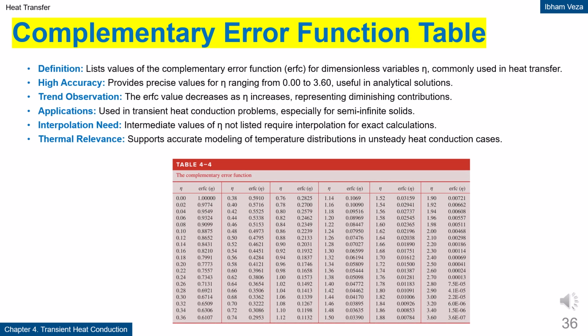Complementary error function table. This table provides numerical values of the complementary error function for various values of the dimensionless variable. These values are very important for practical calculations without performing manual integration. When the required value is not listed, interpolation can be used. The table shows that the function value decreases as the variable increases. With this table, transient conduction analysis becomes much more efficient.